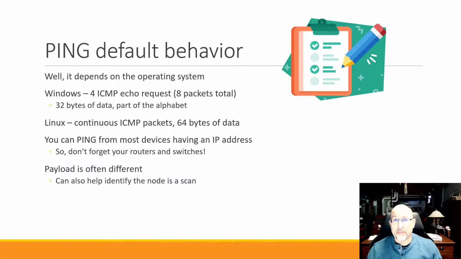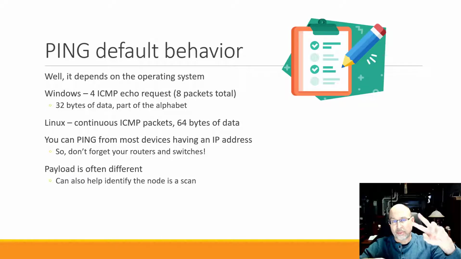So the default behavior of ping depends on the operating system. But essentially, whatever operating system you're on, you're going to generate an ICMP echo request. And then, of course, you're going to get the ICMP echo reply. Now, if you're sitting on Windows, you're going to generate 4 ICMP echo requests. Not all in a row. You'll do an ICMP echo request, and then you'll get a reply. So that's 2 packets. But you're going to do that 4 times. So 4 plus 4, that gives us 8 packets.